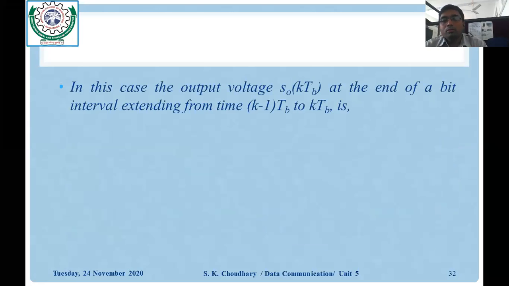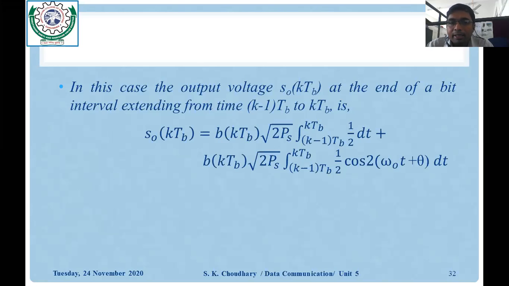Now in this case the output voltage S0(kTb) is basically S0(T), but T is replaced by kTb because we are talking about the bit duration, how much information is coming out from this particular bit duration Tb. So at the end of the bit interval, extending from the previous bit (k minus 1)Tb to the next bit kTb, it can be written mathematically as S0(kTb) equals B(kTb).